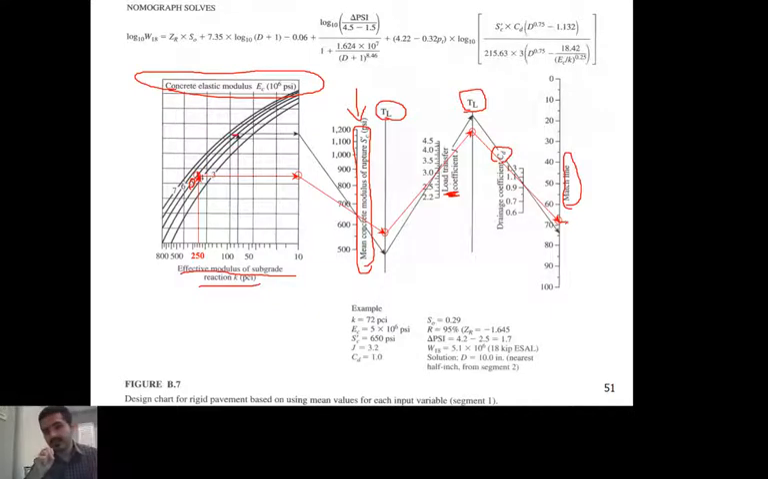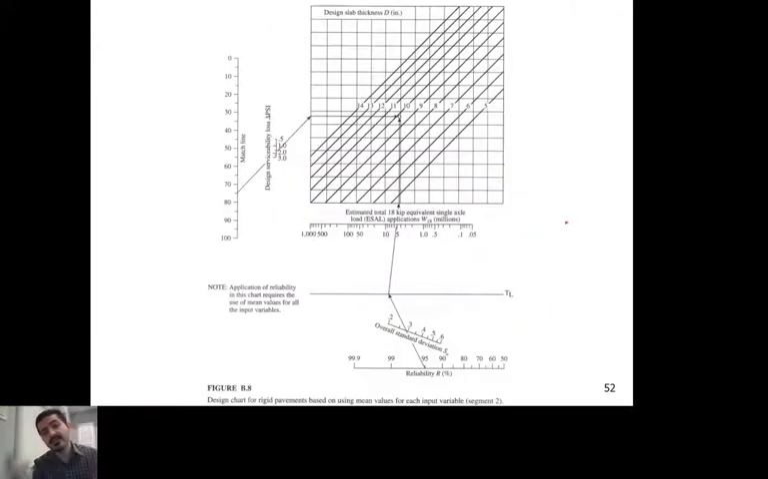You're going to take this number, which is the match line, and then you're going to go to the second page of the nomograph. So this is where you left off from the previous page of the nomograph, 69. Now we're going to connect it to the design serviceability loss, which is delta PSI. In this case, again, it was 4.5 minus 3, so it's 1.5. You're going to connect it to 1.5.